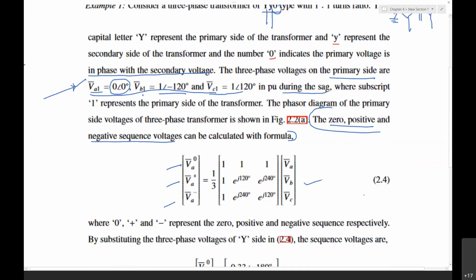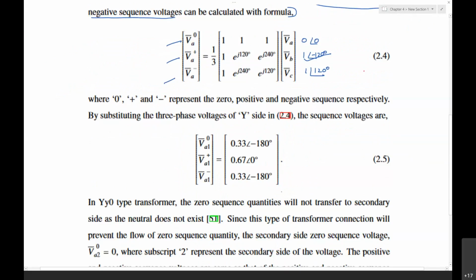You can use this pattern equation also; you'll be knowing this equation. When you substitute here 0 at an angle of 0, 1 at an angle of minus 120 degrees, and 1 at an angle of 120 degrees, and solve the equation, these are the VA1 zero sequence, VA1 positive sequence, and VA1 negative sequence. These are on the primary side voltage only.